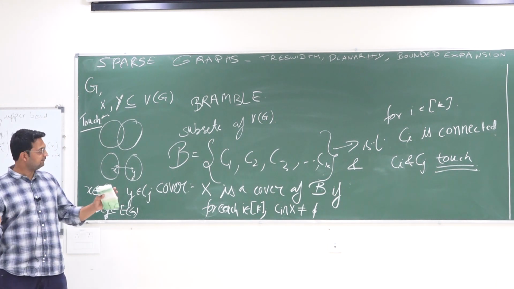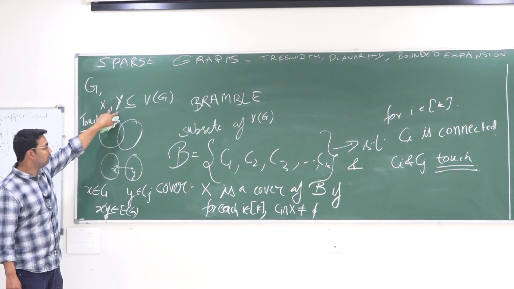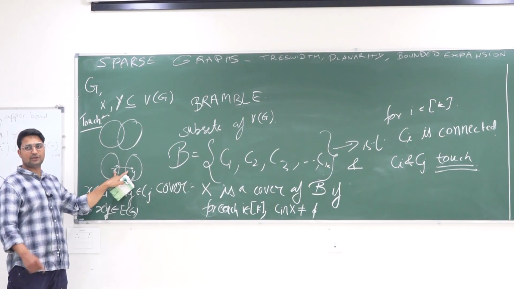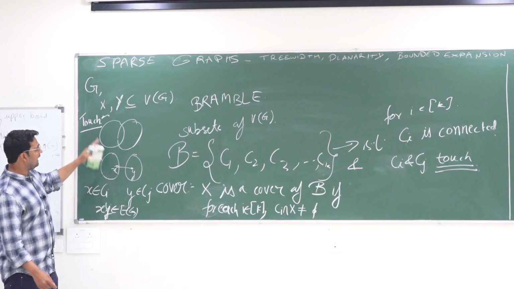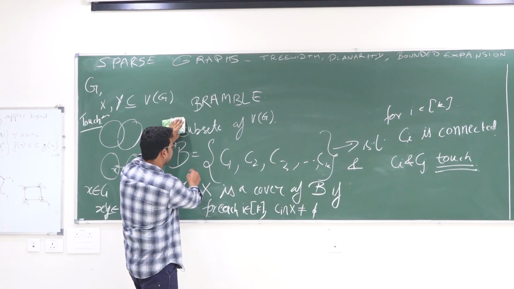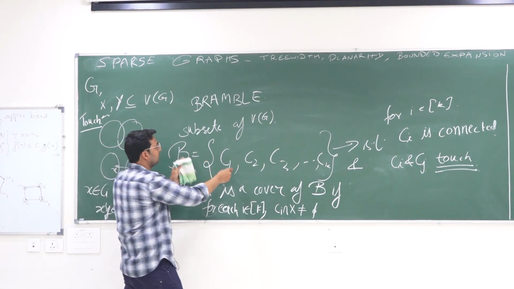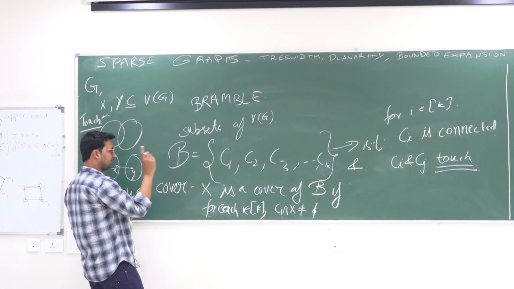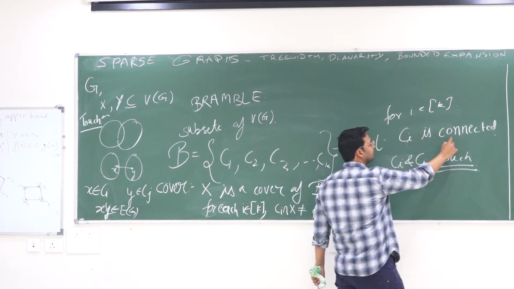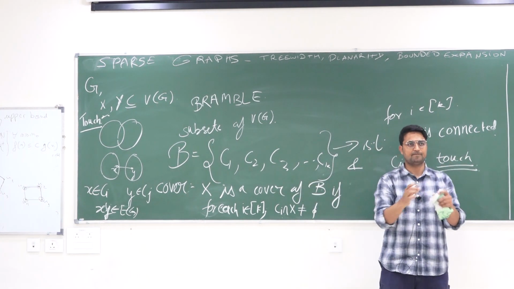So, again, to begin with, two subsets touch each other when they have either a non-empty intersection or an edge which goes across them. And a Bramble is a set of connected subgraphs, with two extra conditions. One is that my Cis must be connected, and the other is that they must touch each other.